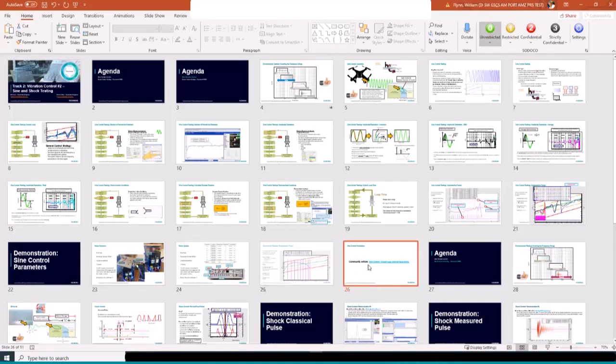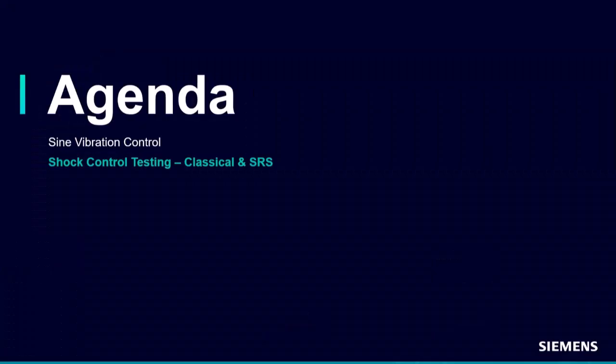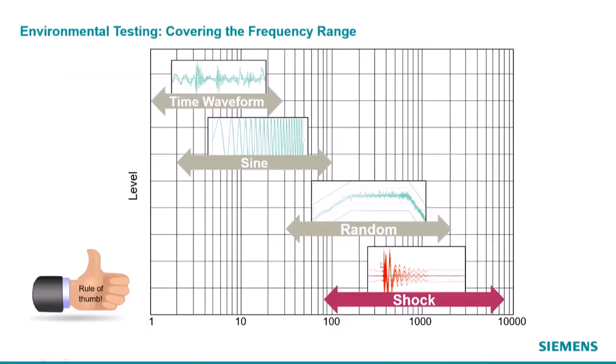Let me go back to presentation. So now we move into shock control testing, and shock control, the rule of thumb as far as frequency content is maybe 80 hertz up to 10 kilohertz or so. Yeah, that's about that. It's kind of the frequency range that's applicable for shock events.